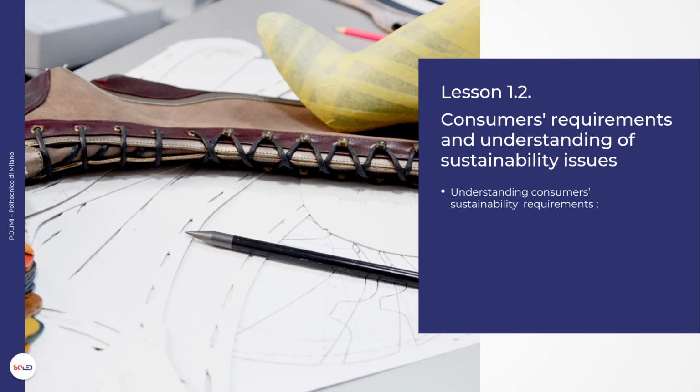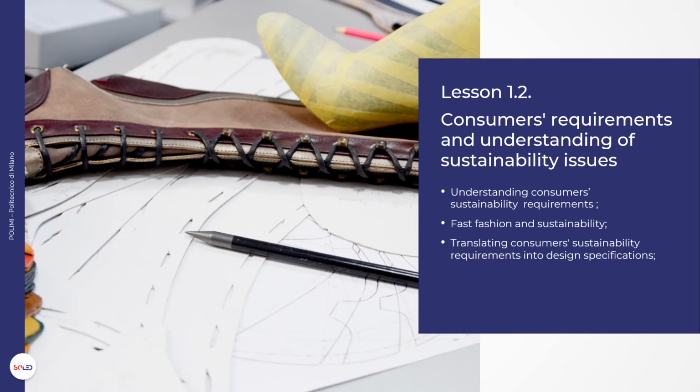This lesson is structured as follows. Market segmentation based on consumer sustainability requirements. Fast fashion versus sustainability. Translating consumer sustainability requirements into design specifications. How to communicate sustainability to targeted consumers.